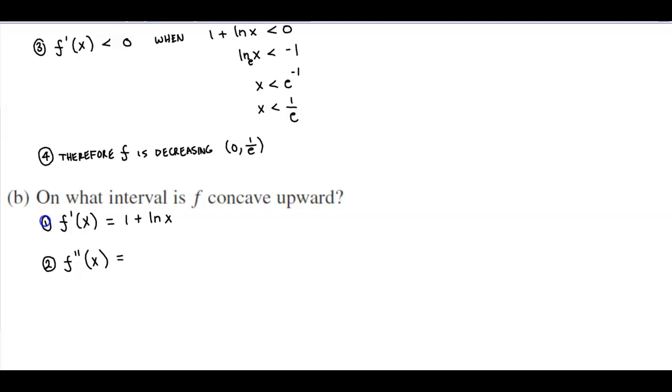Well, we know that the derivative of 1 is 0, and then the derivative of the natural log of x is 1 over x. Okay, now in order to know whether it is concave up, well, we know that this has to be greater than 0. And that means for when x is greater than 0.